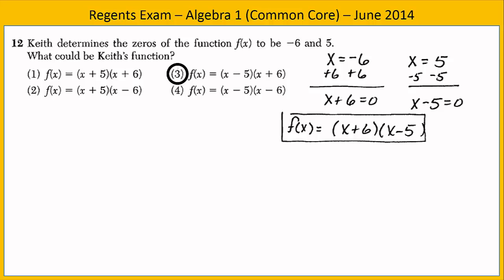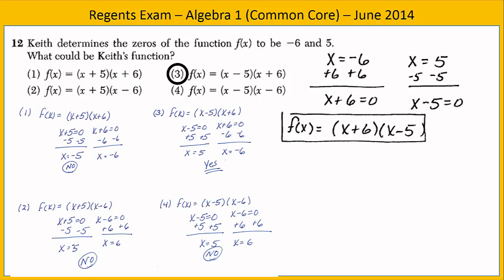Another option for this would be to look at each of the functions and find the zeros, determine which one has zeros of negative 6 and 5. We can do that by setting each of the factors equal to 0 and solving for x. When we do that, we see that choice 3, x minus 5 and x plus 6, gives us the zeros of negative 6 and 5. So again, choice 3 is the answer to this problem.